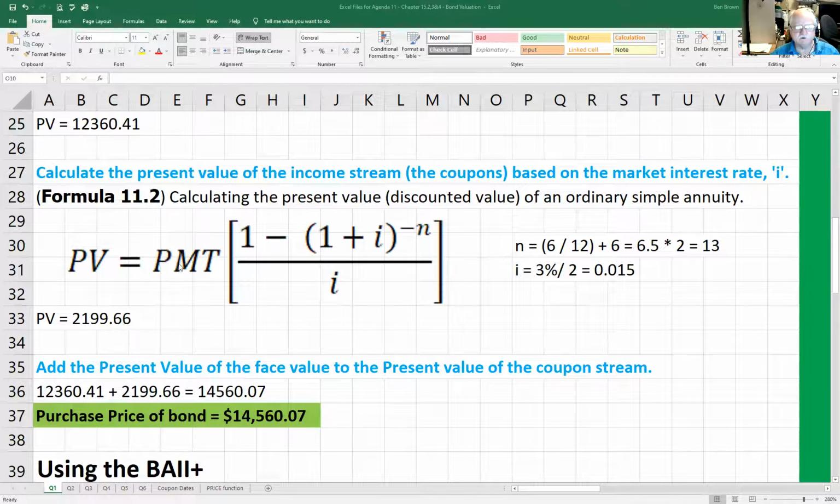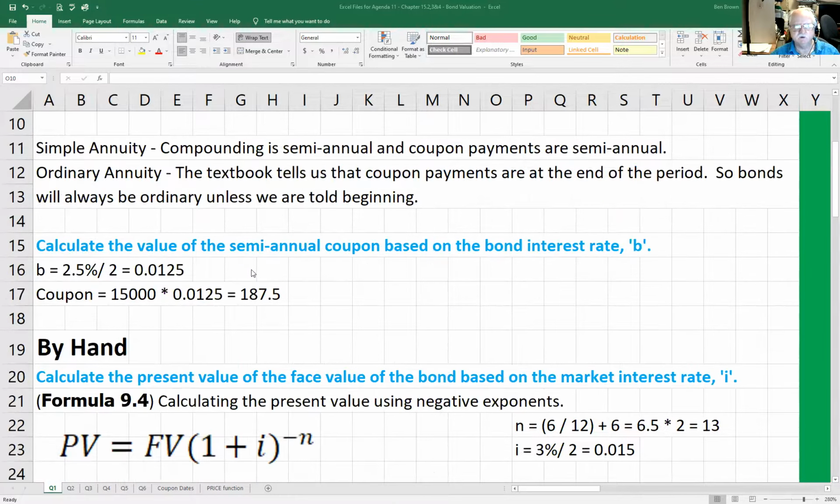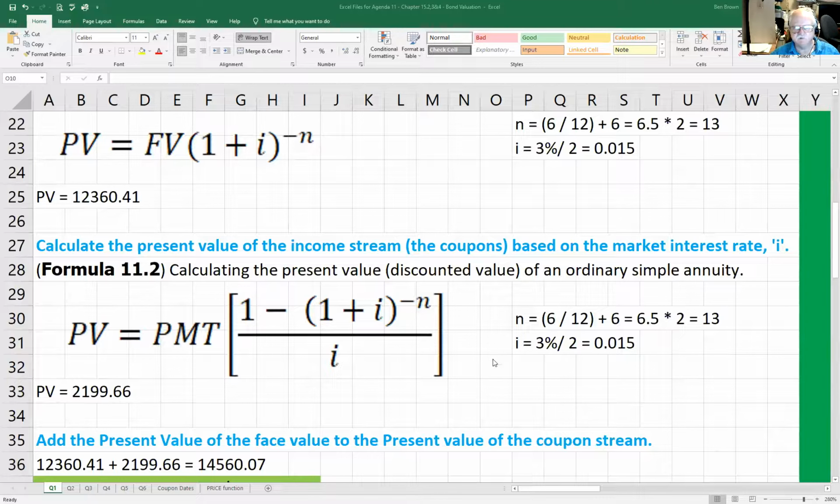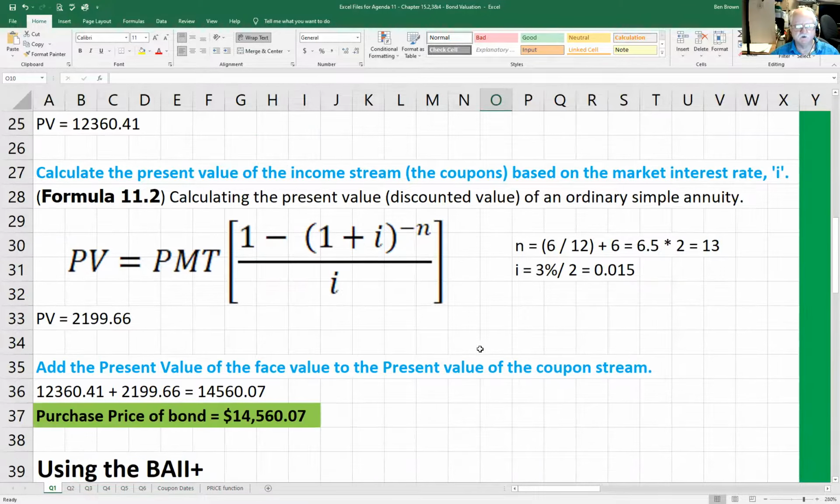The payment here is the coupon, the $187.50. I should have put that in here, but that's what it is. And this is our formula for finding the discounted value of this ordinary simple annuity, the income stream. So we find the stream of payments today is worth 2,199.